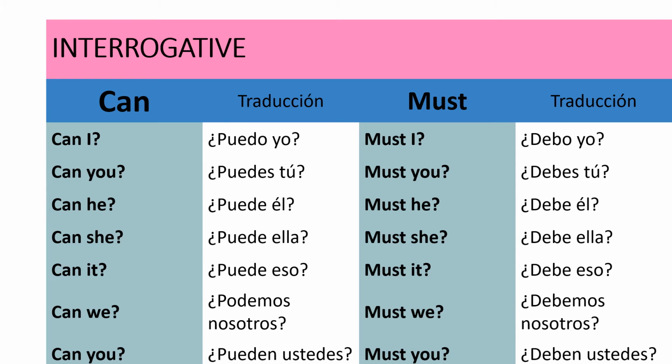And now this is the interrogative form. Remember that for interrogative form, the modal verb goes at the beginning of the question, at the beginning of the sentence. Can I? Can you? Can he? Etc. Or must. Must I? Must you? Must he? Etc. Okay? Always at the beginning of the question.